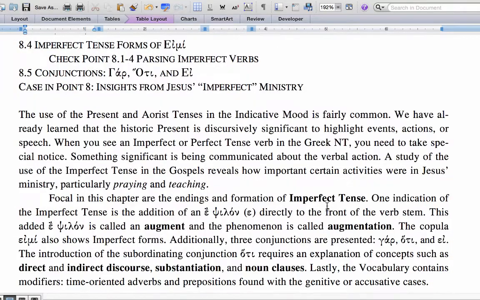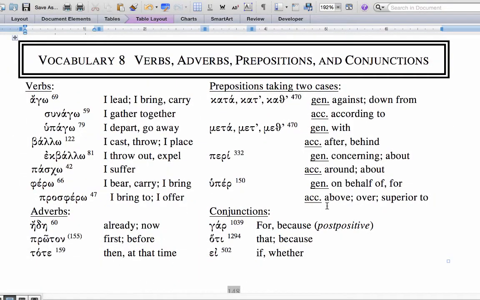So let's get started by looking at the vocabulary. Now I have indented verb forms that are compound, built off of the head verb there. So ago has compounded forms sunago and hupago, and these have slightly different meanings. They have prepositions added to the front. And this happens with ballo and then phero. So, ago, I lead, bring or carry. Sunago, I gather together. Hupago, I depart or go away.